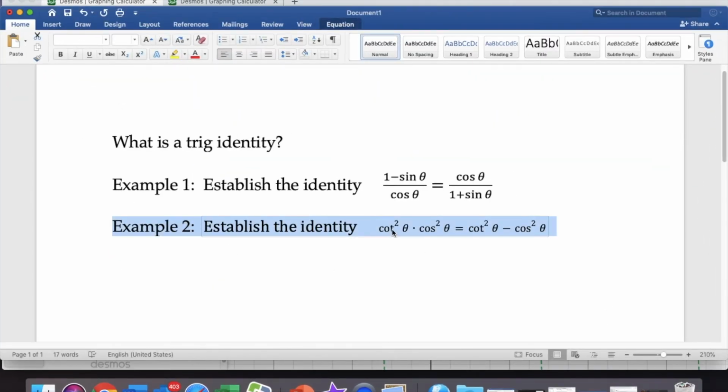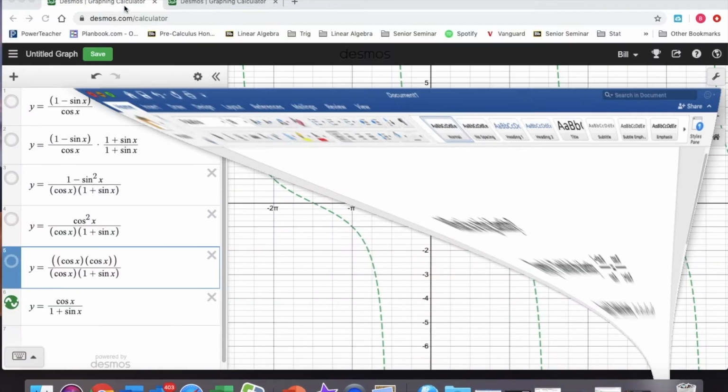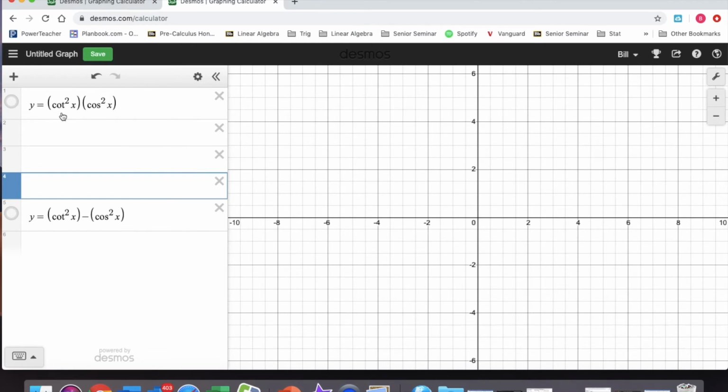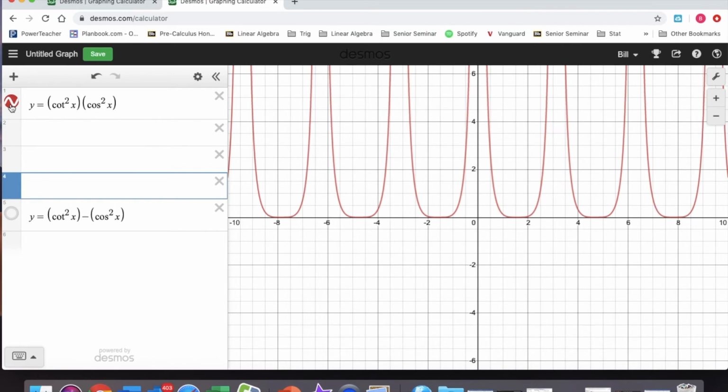Our second example was to establish the identity cotan squared multiplied by cosine squared is equal to cotan squared minus cosine squared. That's kind of an unusual identity. Sounds strange. Sounds a little hard to believe that the product of these two squared trig functions is the same exact thing as the difference of the two trig functions. So once again, I'll look at it on Desmos here. I'll look at the left-hand side, and I'll look at the right-hand side. And I can see that the two graphs are one and the same.